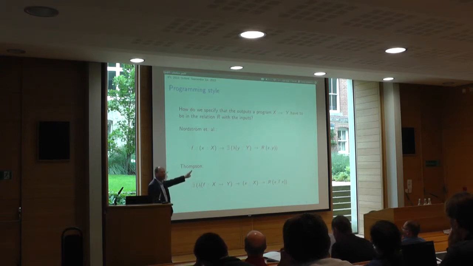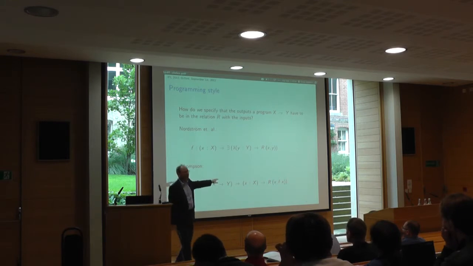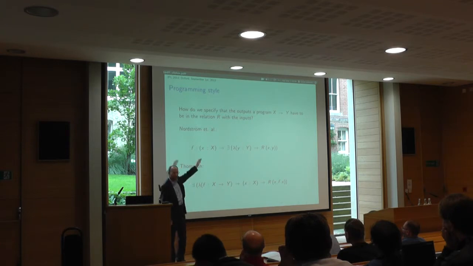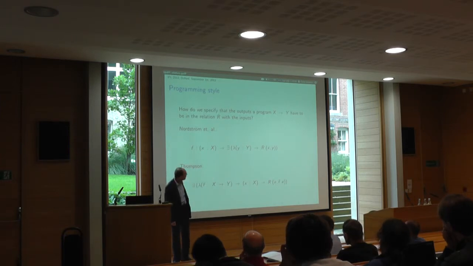So there are these two styles. The first one is Nordström et al., presented in Programming in Martin-Löf's Type Theory. It says, if you want to specify a function from x to y which has a certain property r, then that's what you do. You say f takes an x and delivers a y such that the relation holds.